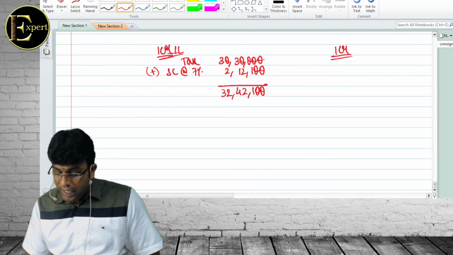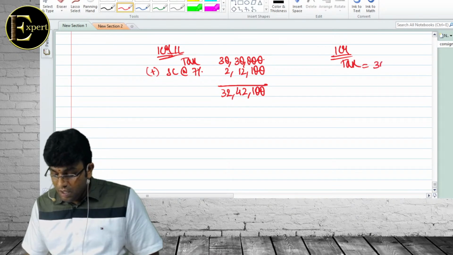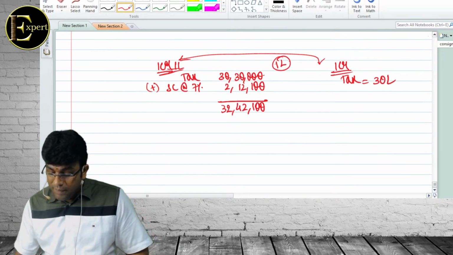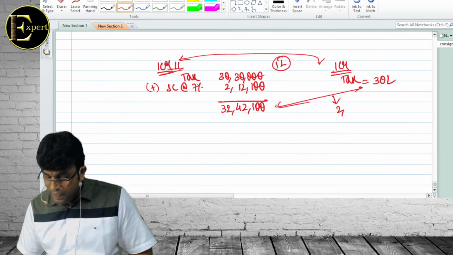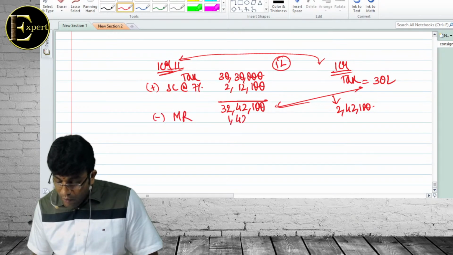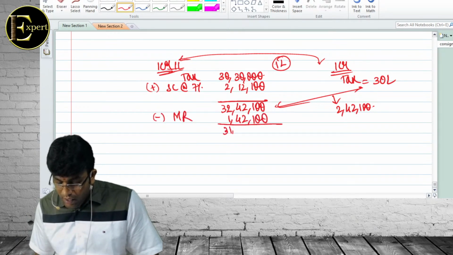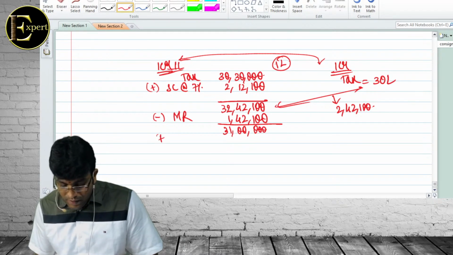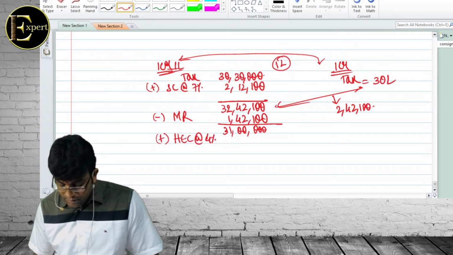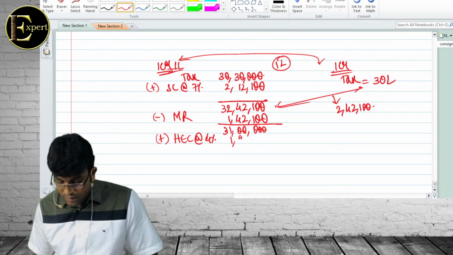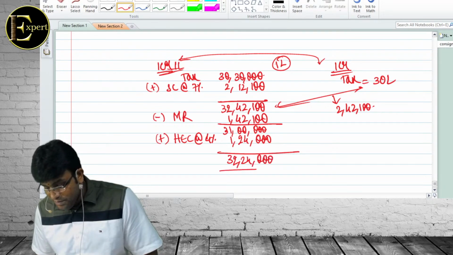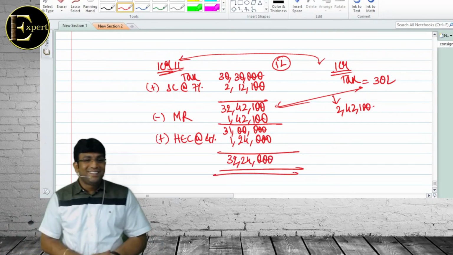So on the other side, when I look at 1 crore, what is the tax? Just 30 lakh. How much is the difference in income between the two? And how much is the difference in tax between the two? 1 lakh. 2,42,100. So I'll reduce marginal relief 1,42,100. My figure becomes 31 lakhs. To this I will add HEC at the rate of 4%. How much is that? 32 lakhs? Wonderful. Seem to be very happy. Good. Finally achieved. 32 lakh 24,000.